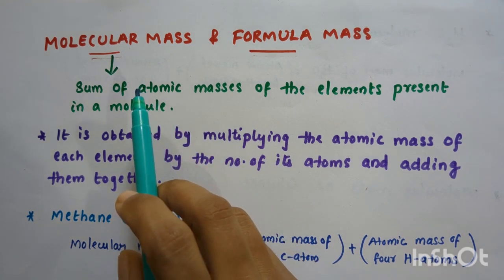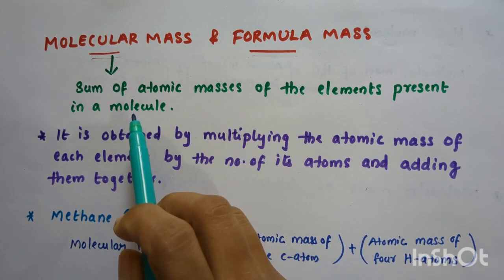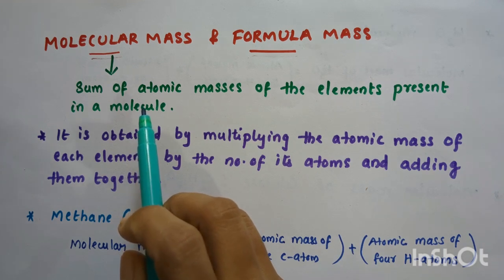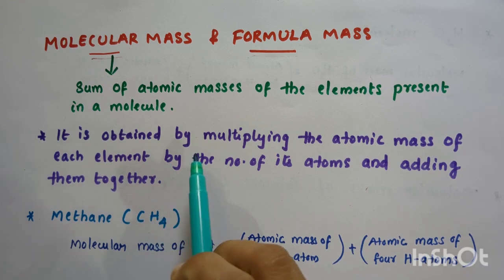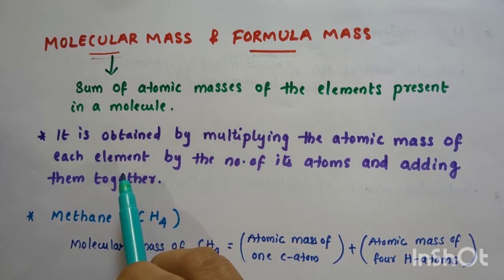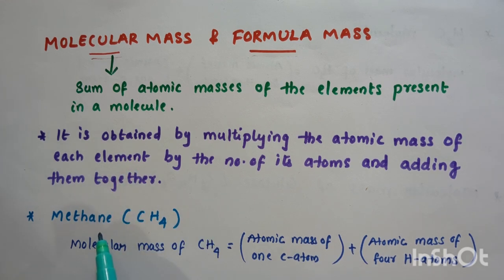Molecular mass is actually the sum of atomic masses of the elements present in a molecule. Molecular mass is obtained by multiplying the atomic mass of each element by the number of its atoms and adding them together. Let us see how to calculate the molecular mass of a compound. For that, let us consider the example of methane. Its formula is CH4, 1 carbon atom and 4 hydrogen atoms. Let us see how to calculate the molecular mass of methane.